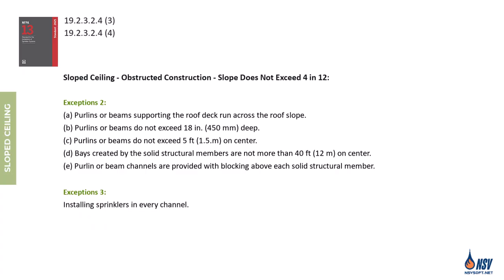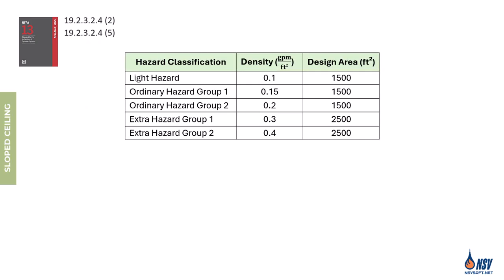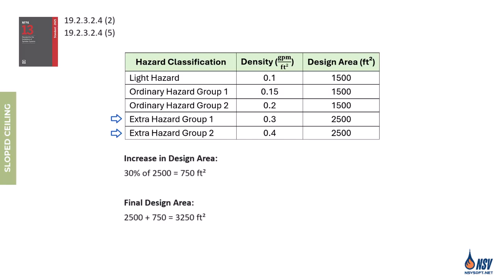In these cases, NFPA 13 provides specific criteria, either based on the depth and spacing of structural members or by requiring sprinklers to be installed in every channel. When the exceptions are not applicable, NFPA 13 requires a 30% increase to the design area values listed in the table. For example, in Extra Hazard Group 1 or 2, where the standard design area is 2,500 square feet, applying the 30% increase for sloped ceilings results in a final design area of 3,250 square feet.